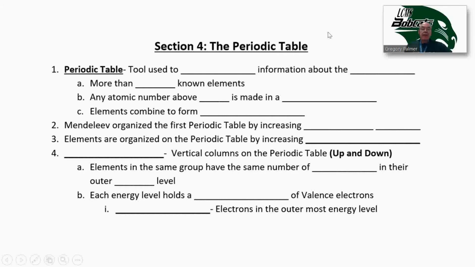Okay. The periodic table in general is a tool that is used to organize information about the elements. So that should be no big surprise. There are more than 118 known elements. Now, the only thing different between one element and the next element, as I said earlier, is the number of protons. So we know about elements that have up to 118 protons. Okay. Any atomic number above 93 is made in the laboratory.